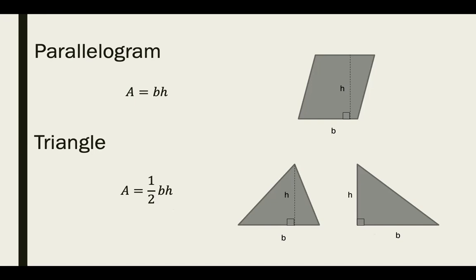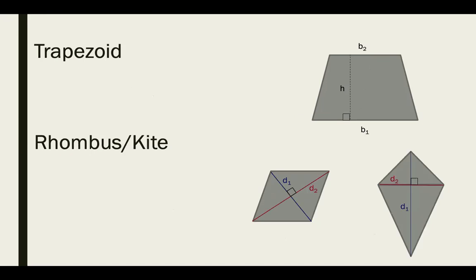A couple more shapes, and these ones you might be a little less familiar with. A trapezoid. Again, we've got a height connecting the 2 bases, top to the bottom, but this time our 2 bases are going to be different for a trapezoid. We've got base 1 and base 2. And so our area formula for this is 1/2 times the height times the bases added together.